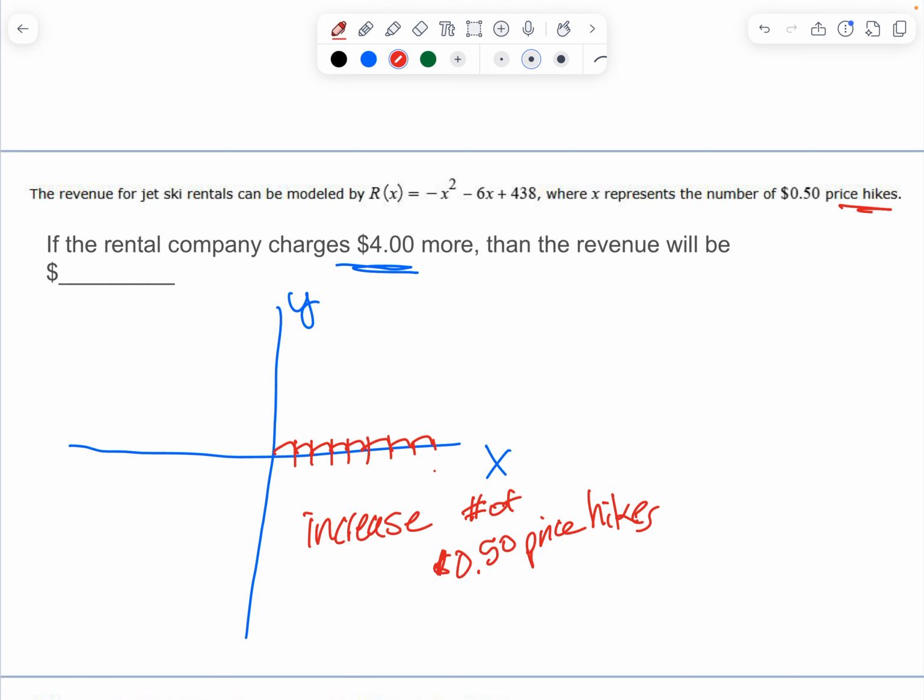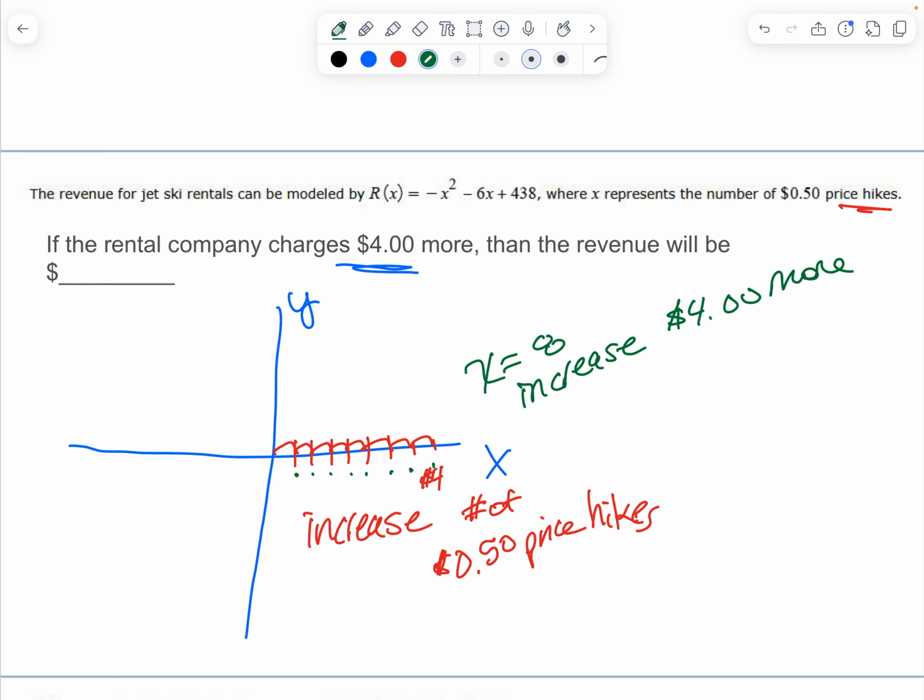This would be $4. So how far did we go out? Let's see here. We went 1, 2, 3, 4, 5, 6, 7, 8. We went 8 out on the X. So when X is equal to 8, that's when our increase for our jet ski would be $4 more.